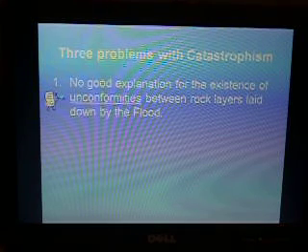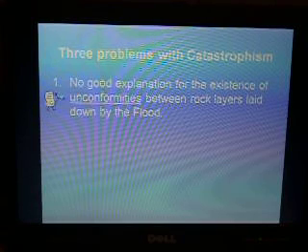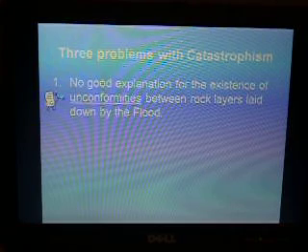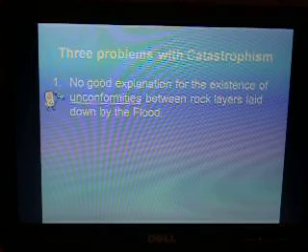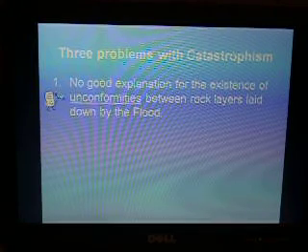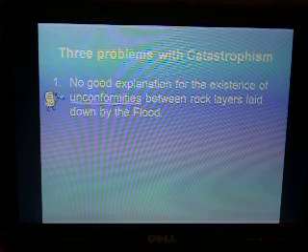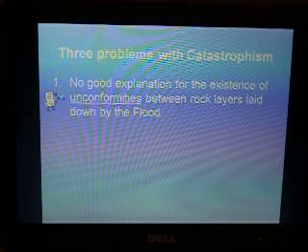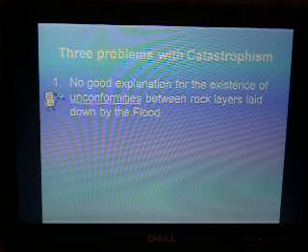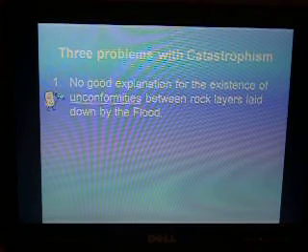The first problem that Dr. Weil points out is that there is no good explanation for the existence of unconformities that exist between rock layers laid down by the flood. Most catastrophists believe that the Grand Canyon, for example, was laid down during the flood. But it's hard to explain how between some of these layers of rock in the Grand Canyon we have these unconformities, these surfaces of erosion between layers of rock. How could that have occurred?